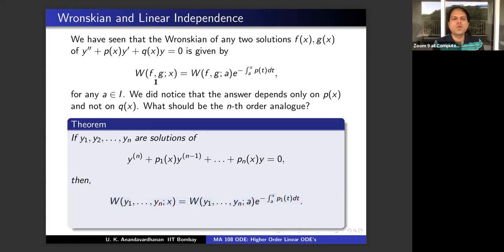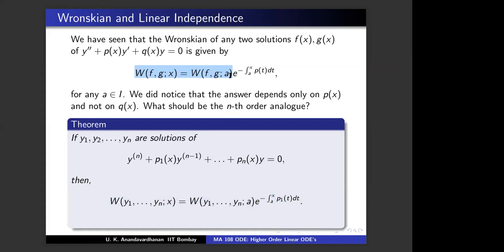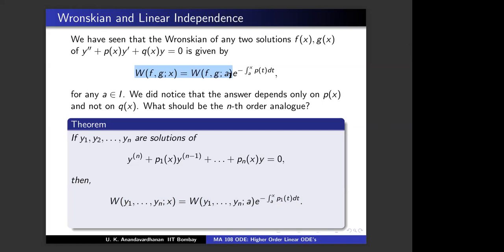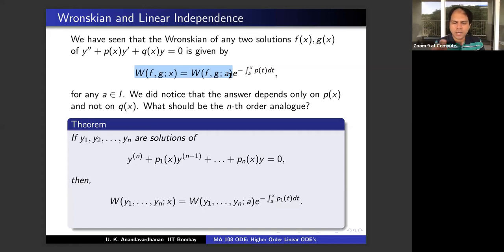And if you recall, what did we do here? You wrote down W, which involved fg prime minus f prime g, and W prime, which involved fg double prime minus f double prime g. And then what did you do? You substituted f double prime and g double prime from the differential equation, and then you rearranged terms, and some terms became zero because f and g are solutions of the differential equation. When you wrote it back, you got minus P times f, minus P times the Wronskian.